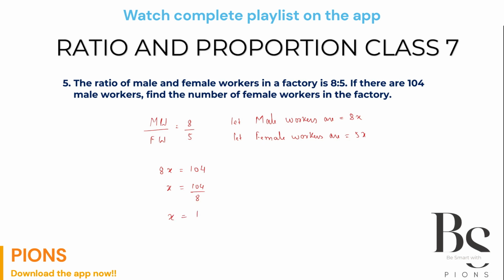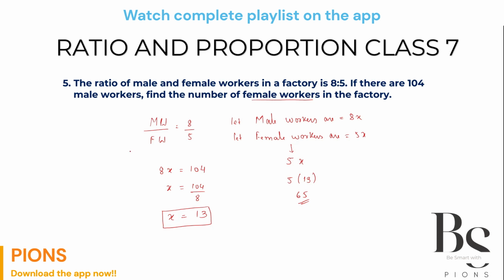8 1s are 8, 24, 13. So the x value is 13. Now they are asking not the x value, they are asking the female workers. So how do we find female workers? 5 times x, correct? So 5 times 13, and 13 5s are 65. So the correct answer for this question is 65.